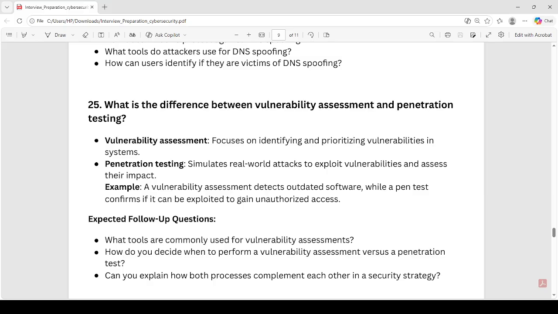Question number 25. What is the difference between a vulnerability assessment and penetration testing? Vulnerability assessment focuses on identifying and prioritizing vulnerabilities in a system. But penetration testing simulates a real-world attack to exploit a vulnerability and assess its impact. Example: a vulnerability assessment detects outdated software, while penetration testing confirms if it can be exploited to gain unauthorized access.